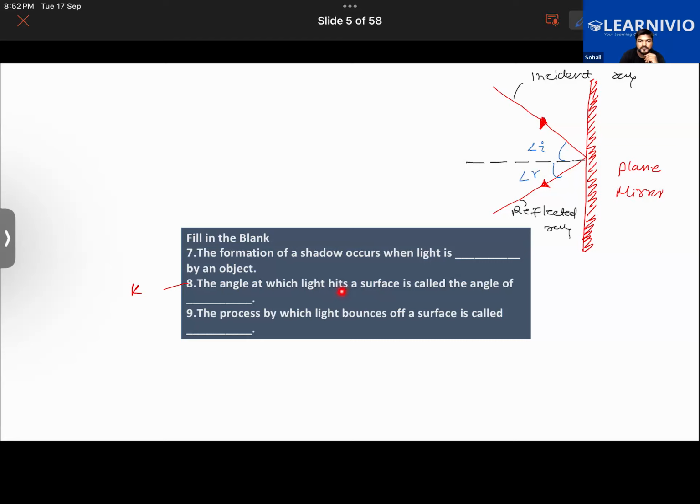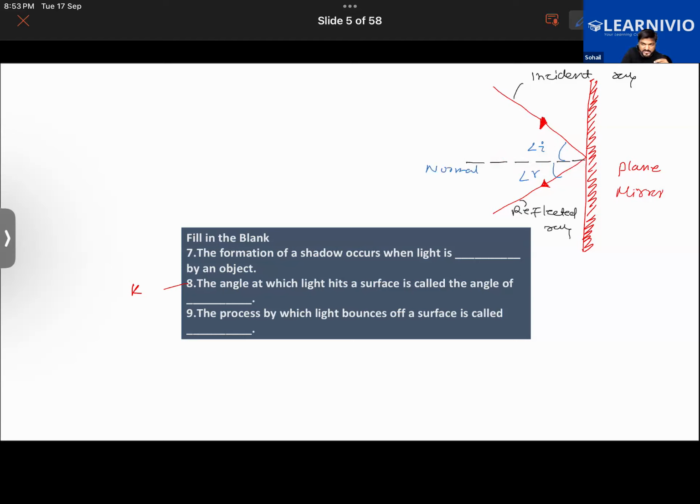Sir, it is 90 degree. No, it's not 90 degree. Sorry, it's asking about the angle. The angle at which light hits a surface is called the angle of incidence. Khadijat, you pay attention here. This is an incoming ray of light that falls on a smooth plane surface. Then it will get bounced back, and it will be called the reflected ray. The light incoming on the plane surface is called the incident ray, and we draw an imaginary perpendicular line called the normal.